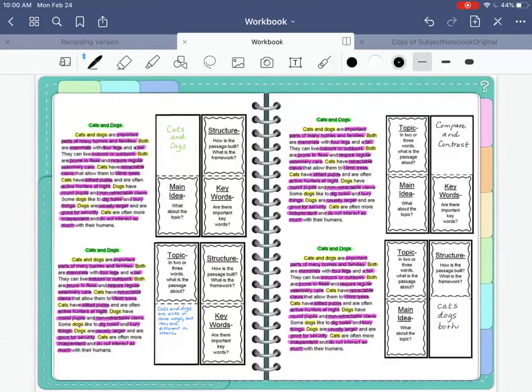Always, once you've read a passage, identify those 4 things. You want to be able to name the topic, the main idea, the structure, and any keywords that may be in the passage. That is the first step to being a good reader. And in this book, I'm using this little diagram, these little doors, to help you remember to do that.